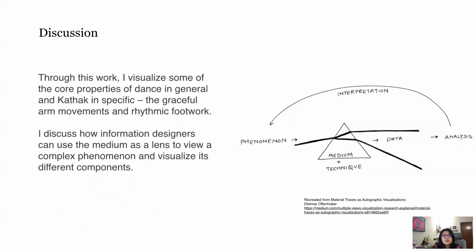To conclude, through this work, I visualized some of the core properties of dance in general and Kathak in specific, the graceful arm movements and rhythmic footwork. I discuss how information designers can use medium as a lens to view complex phenomena and visualize its different components.